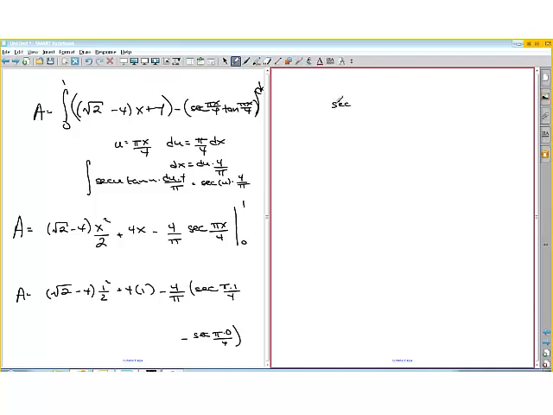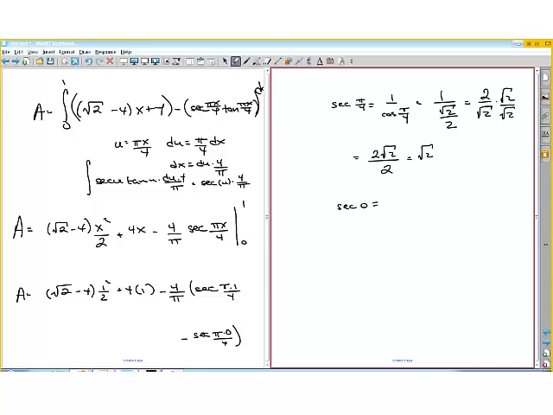So what is the secant of pi over 4? Well, the secant of pi over 4 is 1 over the cosine of pi over 4. And the cosine of pi over 4 is the square root of 2 over 2. So we get 2 divided by the square root of 2. If we multiply this by the square root of 2 over 2, we get 2 times the square root of 2 over 2, so it's equal to the square root of 2. So that's the secant of pi over 4.